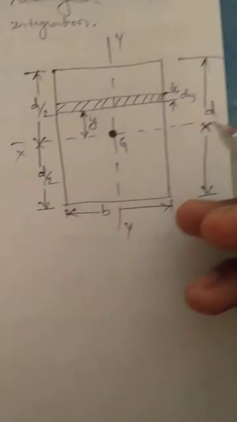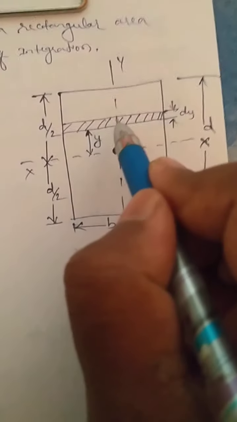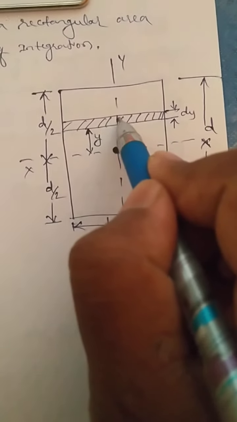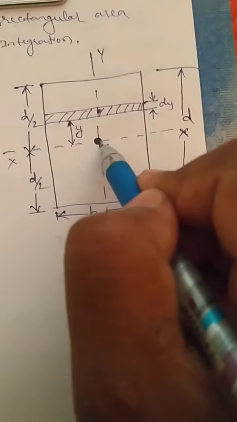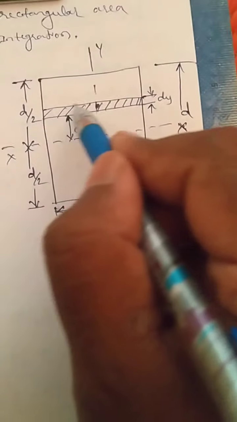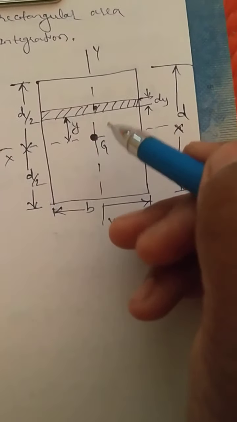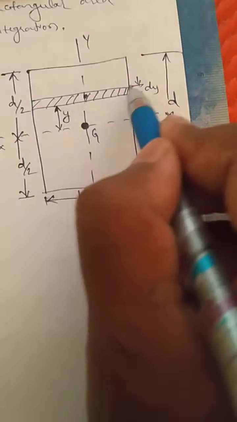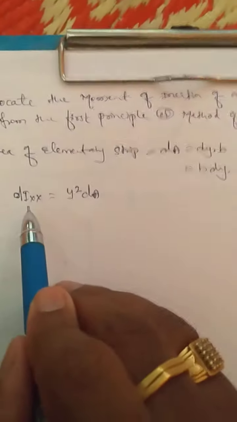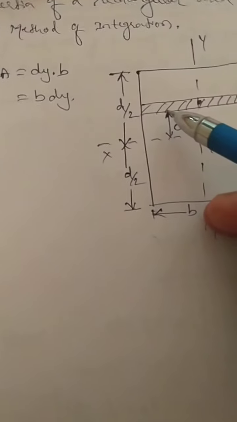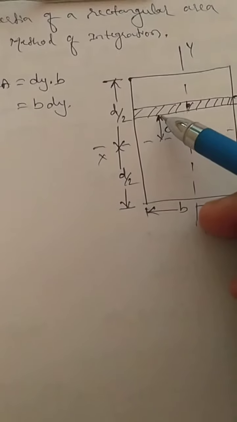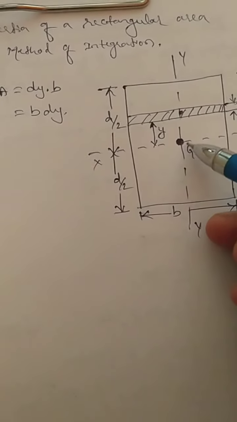Now, as we know, moment of inertia is nothing but the second moment of this elementary strip area about this central axis. It is very small, so I have written d, the smaller elementary strip area moment of inertia, because the distance between this central axis and the strip is very small, the distance is y. So it is y square dA.